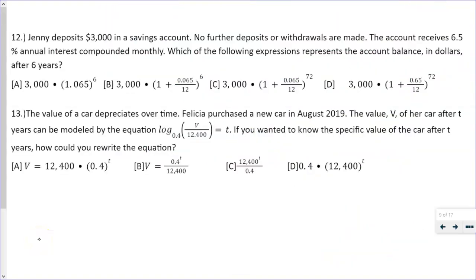All right, next: $3,000 in savings, okay? No further deposits or withdrawals. So 3,000 is deposited. The account receives 6.5% annual interest, so that's 0.065, compounded monthly, so monthly means we have 12 months. Which of the following expressions represents this?